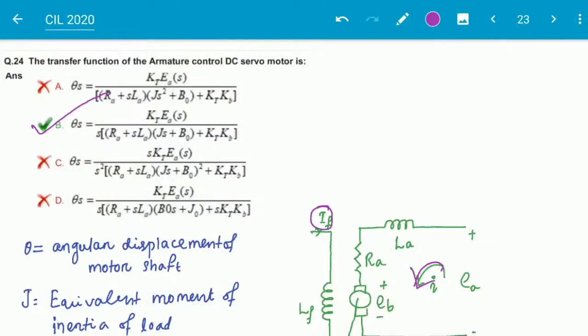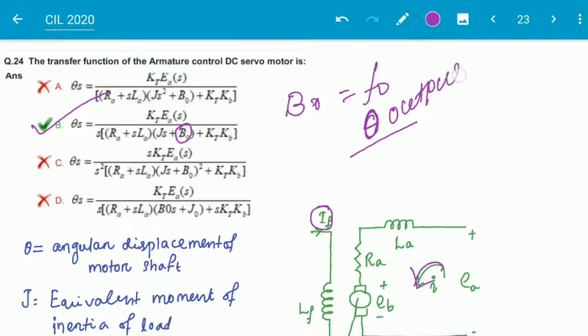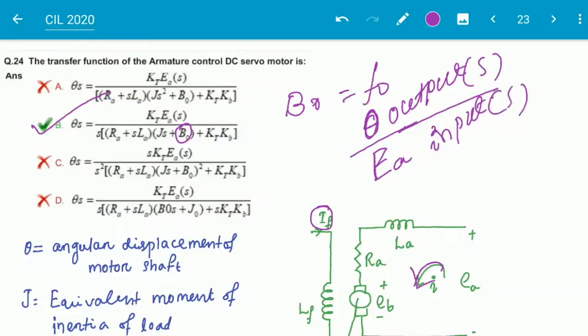This is option number B, and here F0 is replaced by B0. The transfer function of a motor is generally the angular displacement, which is the output for a servo motor, by the input voltage, that is the applied voltage. Both are in Laplace transform, and this is the transfer function. So here option B is the correct answer.